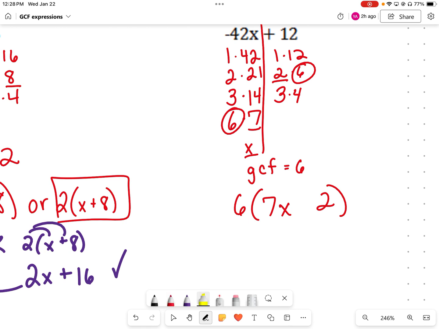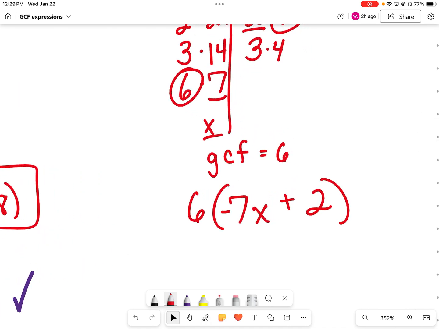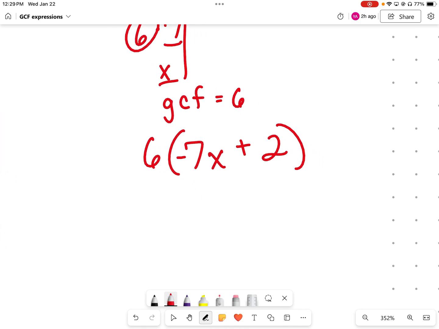Okay, and what I notice at the beginning is that there's this negative here. Negative 42x. So I would have it like this. So let's go ahead and put negative 7x and carry down the plus here. That would be one way to write it. Y'all see? 6 parentheses, negative 7x plus 2. But that is not the correct way because mathematicians don't like that. They don't like parentheses, negative. So what we're going to do is change all the signs.